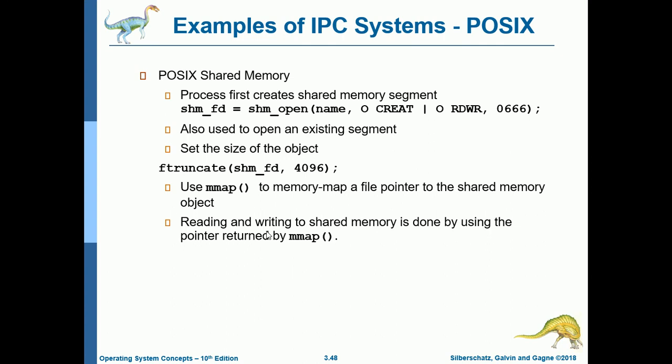So what are examples of IPC systems? In POSIX, we have POSIX shared memory. The process first creates a shared memory segment. We also use it to open an existing segment and set the size of the object, with this line of code: ftruncate(shm_fd, 4096). Then use mmap to memory map a file pointer to the shared memory object, and reading and writing to shared memory is done using the pointer returned by the mmap function.